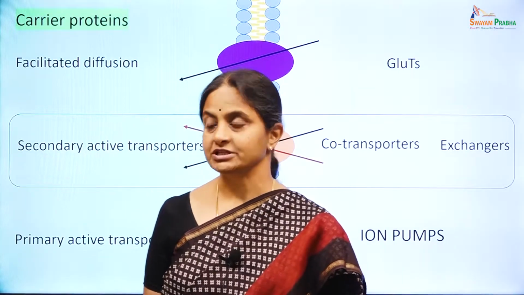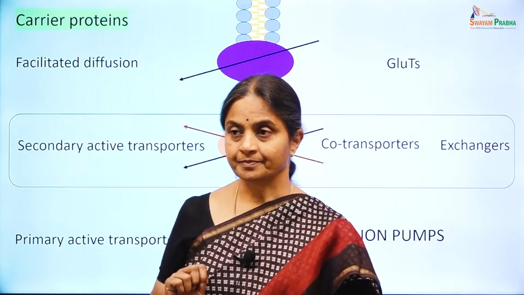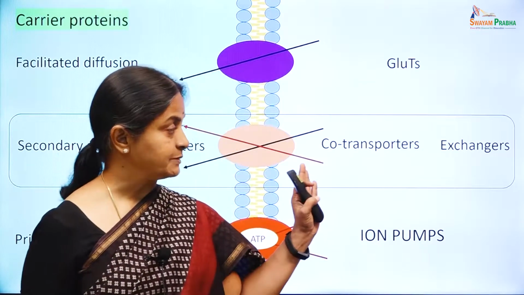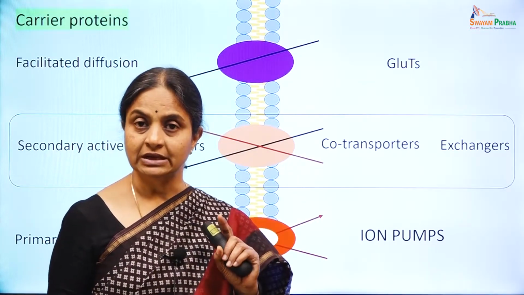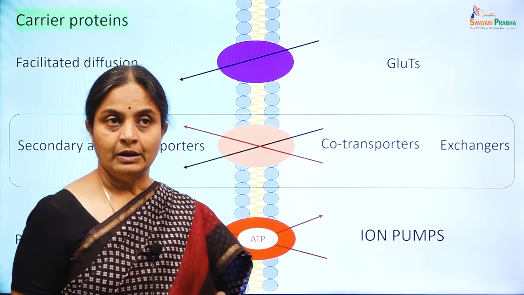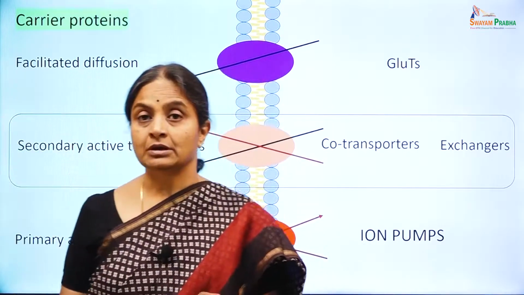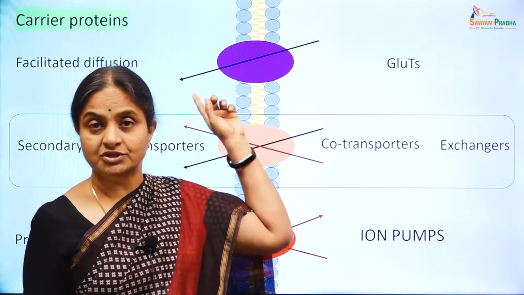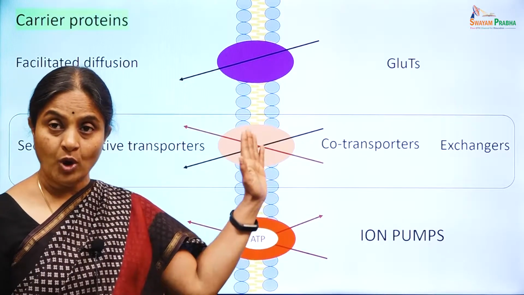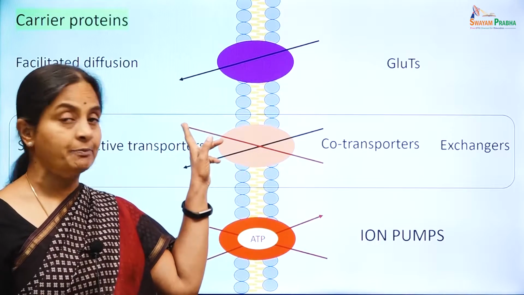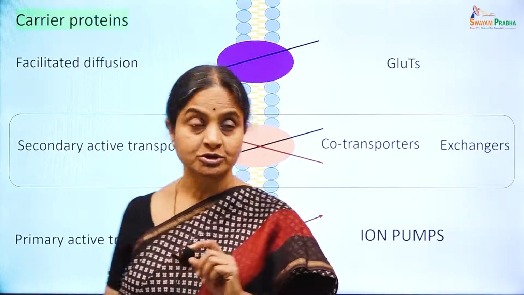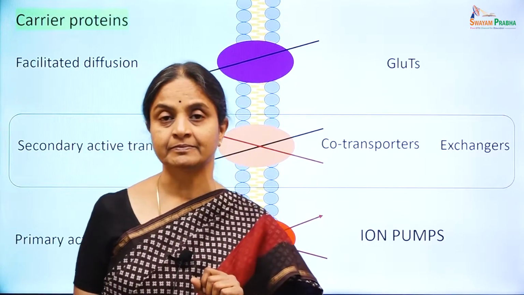Why do we call this process secondary active transport? Active transport would mean that at least one of these substances which are transported moves against its concentration gradient or moves uphill. Whereas in facilitated diffusion, the substance that is to be transported moves along its concentration gradient. In secondary active transport, one of the 2 substances to be transported moves uphill against its concentration gradient, and therefore the process is active transport with reference to that particular substance.